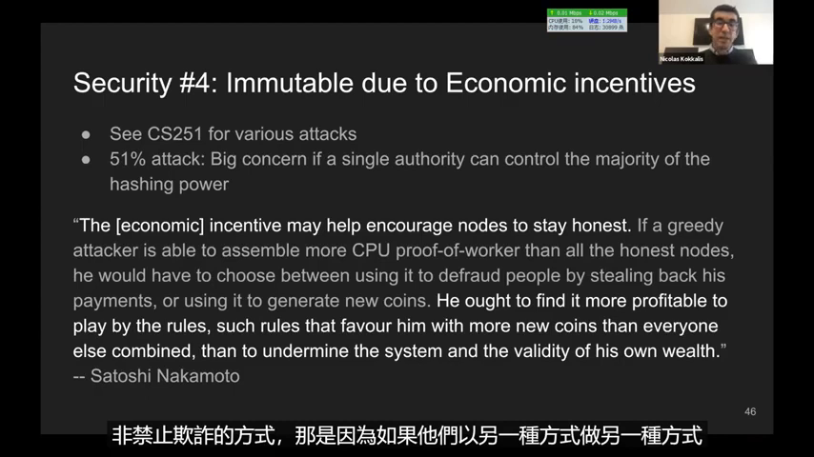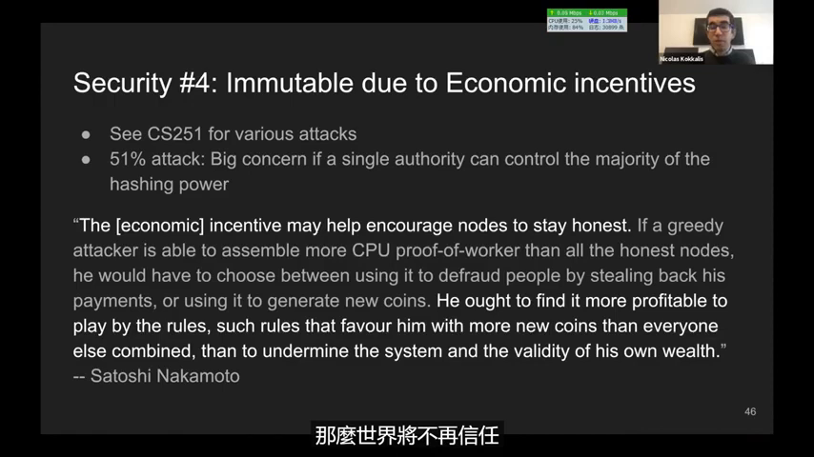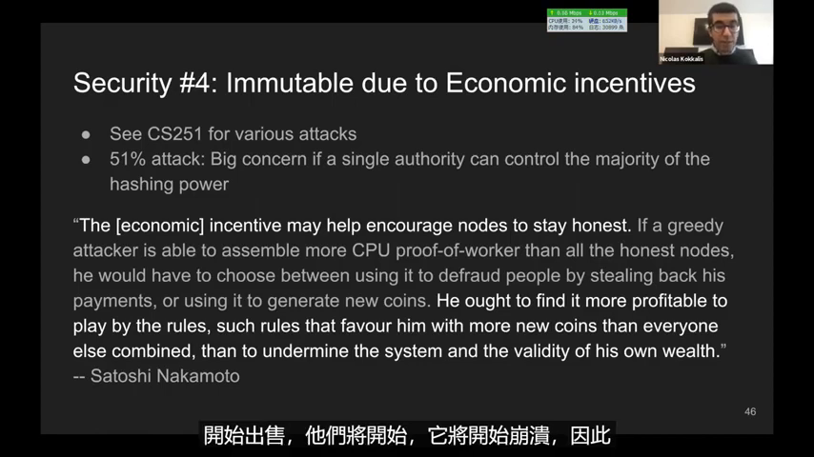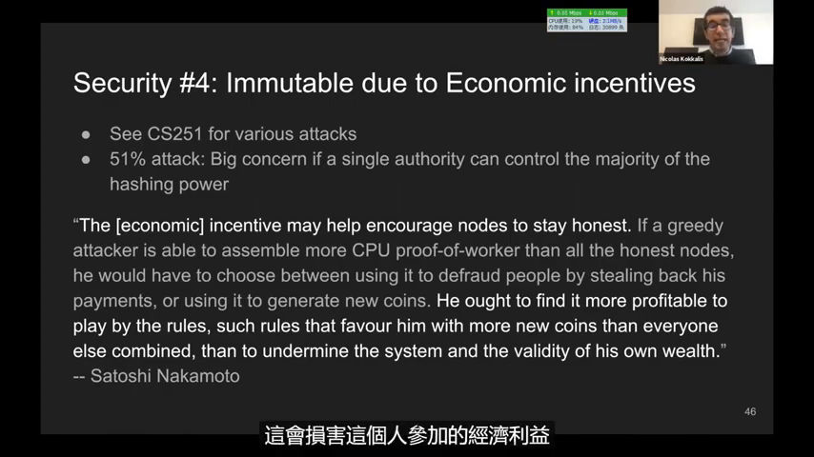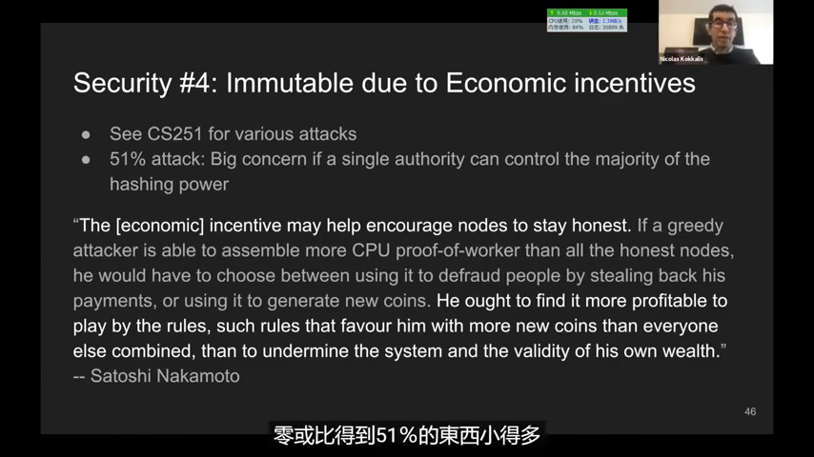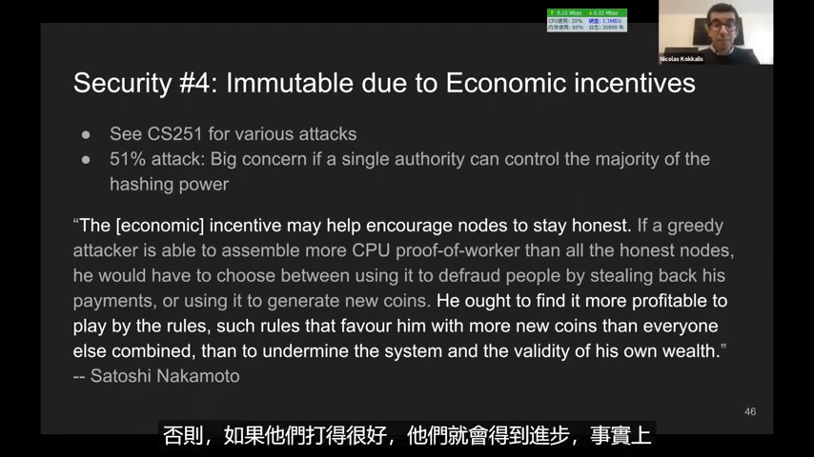And that's because if they did it a different way, then the world would stop trusting Bitcoin, and they would feel like, wow, Bitcoin is right now under attack. Why would we be using Bitcoin? And then they will start selling. It will start crashing, and therefore, this would undermine this person's economic interest to participate in this whole system, because they may be getting 100% of zero, or of something much smaller than the 51% that they would otherwise be getting if they were playing nice.